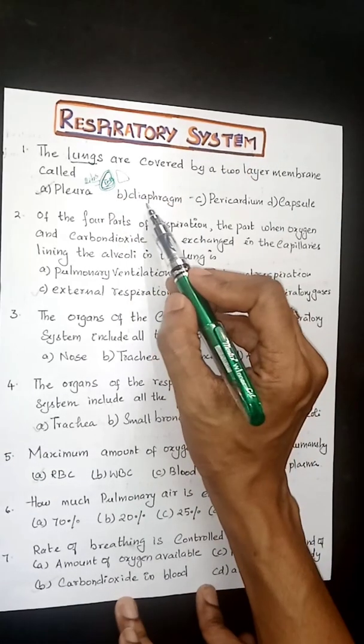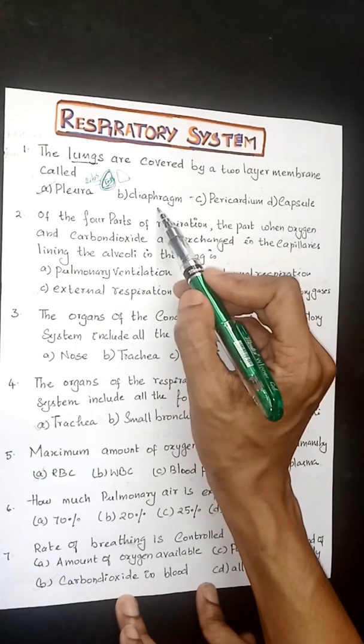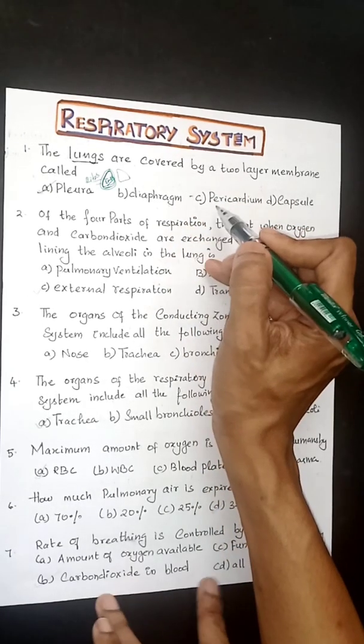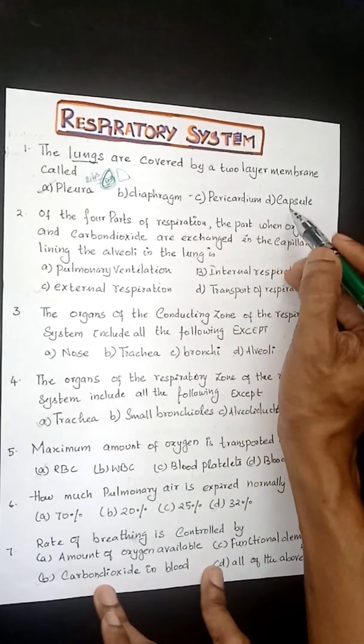Diaphragm, this is the muscle which separates the abdominal cavity and the thoracic cavity. Pericardium is the covering of the heart and capsule is the covering.